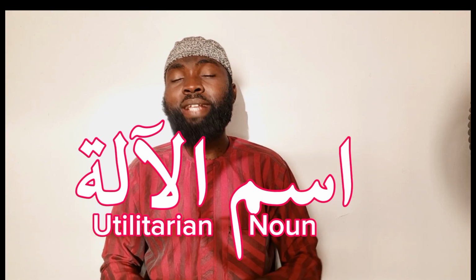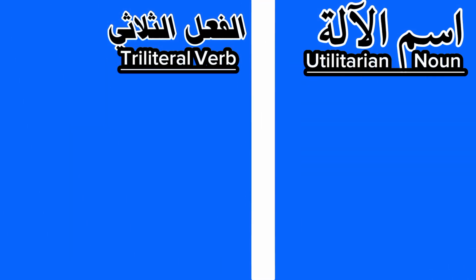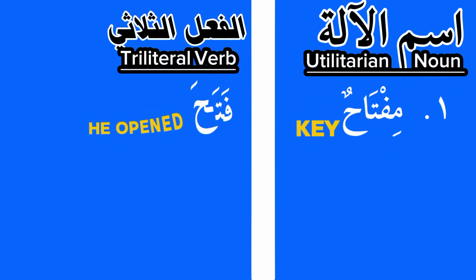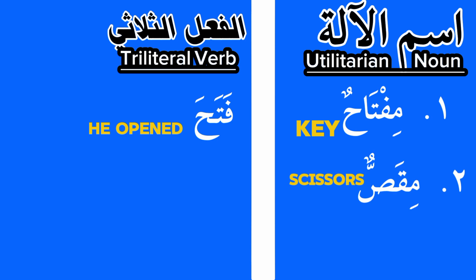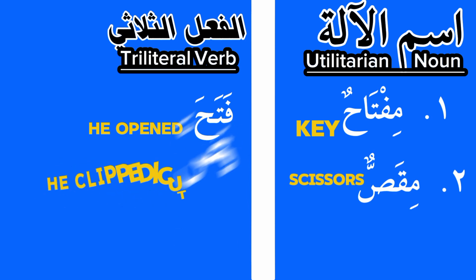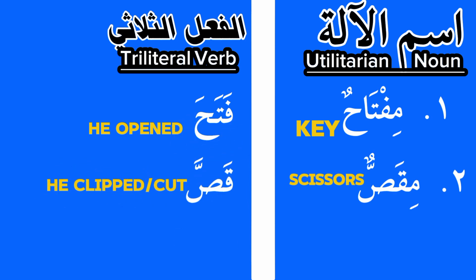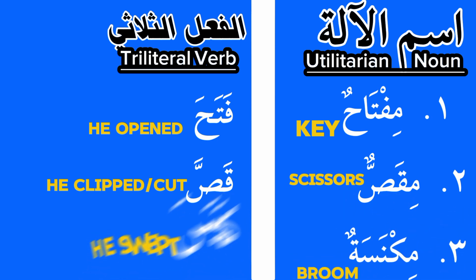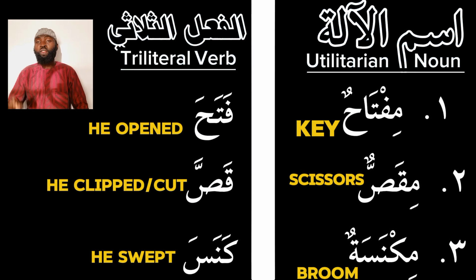Now, an example of these nouns, as we gave, was the word miftahun, which means key, from the word fataha. Fataha means he opened. So we have miftahun. Another example we had was the word miqasun, which means scissors, from the word qassa. Another example was miknasatun, broom, from the word kanasa. And I also told you that these words are formed under three patterns. And today, that's what we shall be discussing from the book Durusul Lughat al-Arabiyyah. For those of us who have not downloaded their copies, click on the description box to download it through the link placed there.